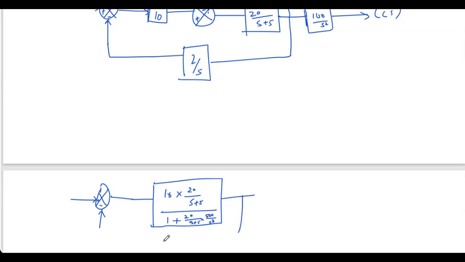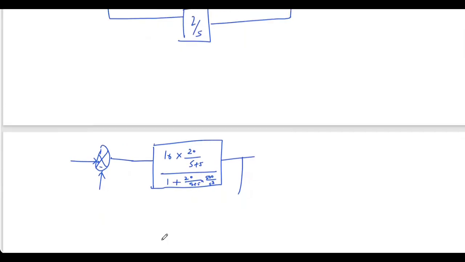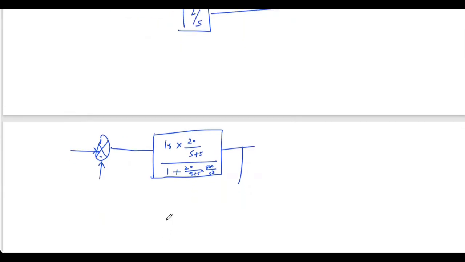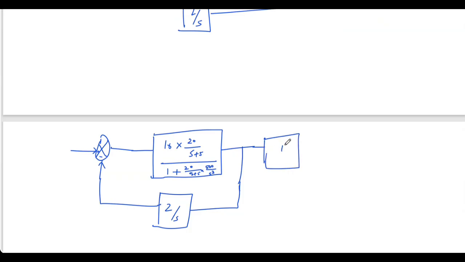this here we have 2 by S. And here you have 100 by S square. This C of S.